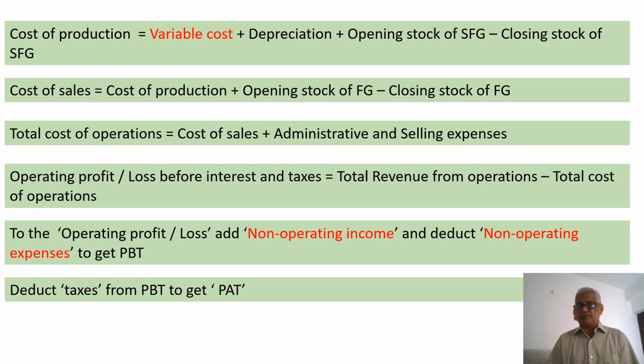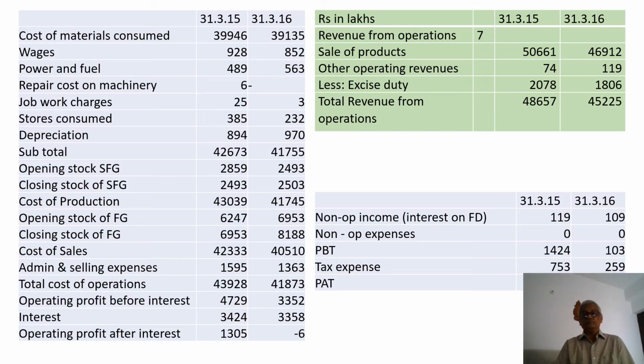Now we have the income from operations and the total cost of operations. The difference between the two will be either an operating profit or operating loss before interest and taxes. From that, you deduct the interest. What you get is the operating profit or operating loss after interest but before taxes. At that point, you add the non-operating income and deduct the non-operating expenses. What you get is the profit before tax. From the PBT, deduct tax. What you get is the profit after tax. This is how the P&L account analysis is done. Now you look here.